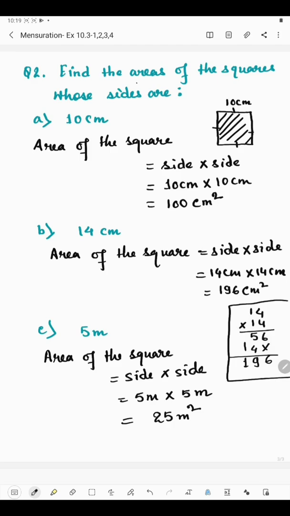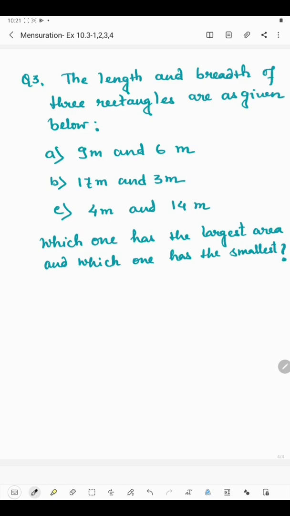Okay, now coming to question number 3. Question number 3 says the length and breadth of 3 rectangles are as given below. In the first part we have 9 meter and 6 meter. In the B part we have 17 meter and 3 meter. And in C part we have 4 meter and 14 meter. Which one has the largest area?